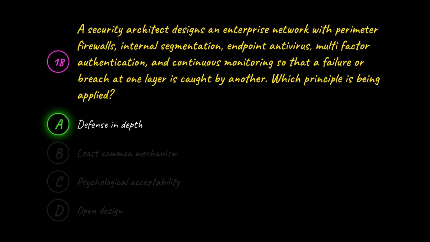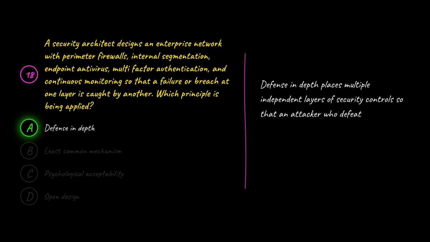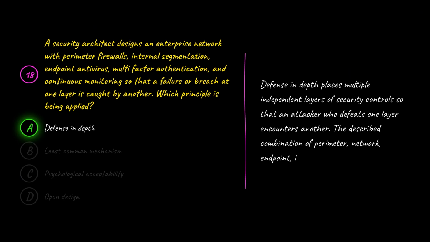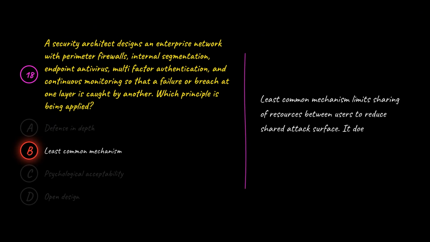Defense in depth. A is correct because defense in depth places multiple independent layers of security controls so that an attacker who defeats one layer encounters another. The described combination of perimeter, network, endpoint, identity, and monitoring controls is textbook defense in depth. B is wrong because least common mechanism limits sharing of resources between users to reduce shared attack surface. It does not describe multiple layers of controls.